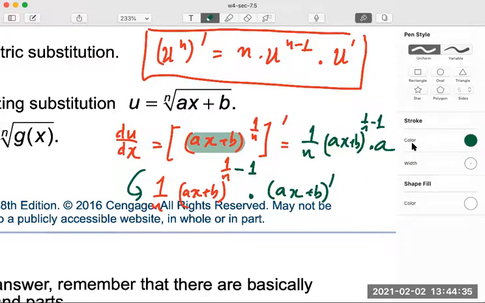So is it clear? By doing that, our integration may become easier. Very good. Good job.